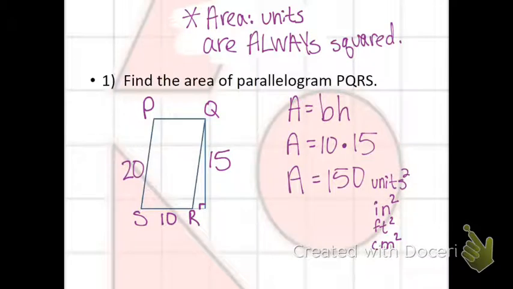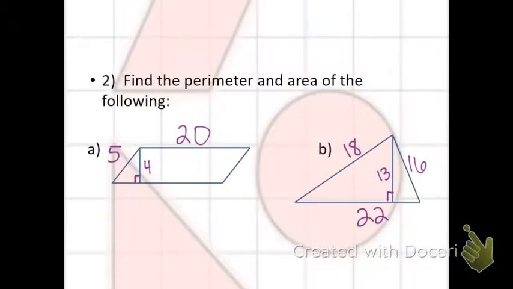All right, let's move on to the next one. All right, for number 2, we need to find the perimeter and area for both of these. So if you need to pause this to have time to jot these diagrams down, that's fine. Go ahead and do that now.